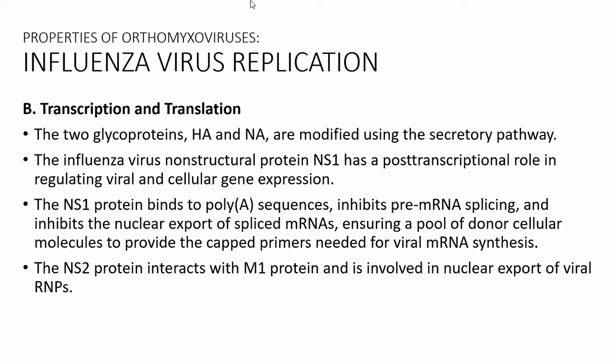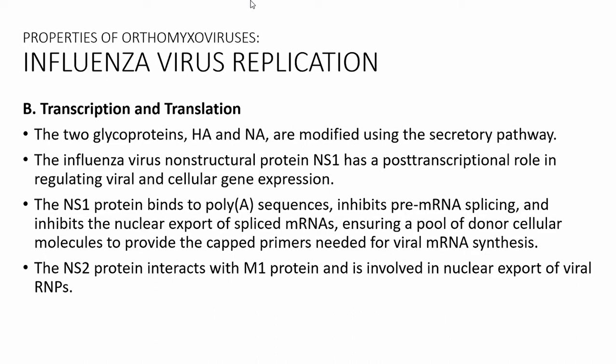The 2 glycoproteins, HA and NA, are modified using the secretory pathway, and the influenza virus non-structural protein NS1 has a post-transcriptional role in regulating viral and cellular gene expression. The NS1 protein binds to the poly(A) sequences, which inhibits pre-mRNA splicing and inhibits the nuclear export of spliced mRNAs, which ensures a pool of donor cellular molecules to provide the cap primers needed for viral mRNA synthesis.